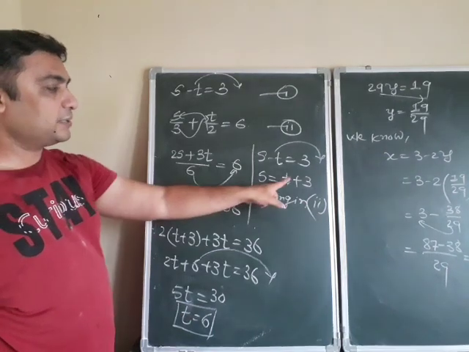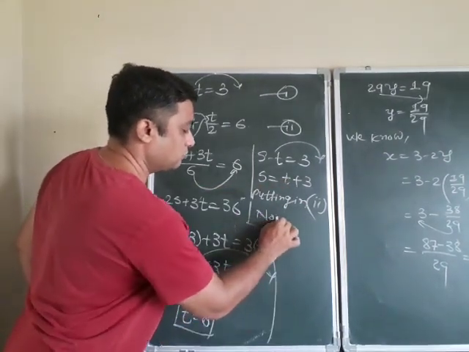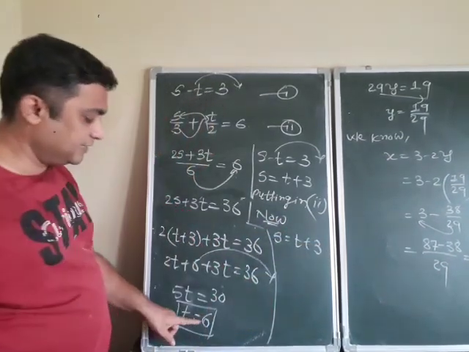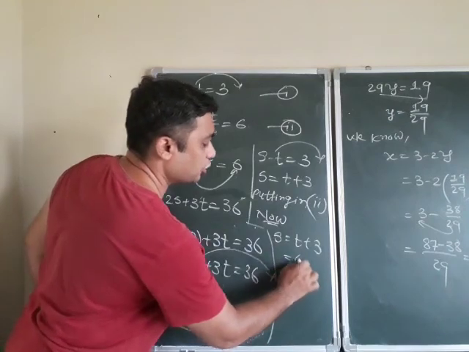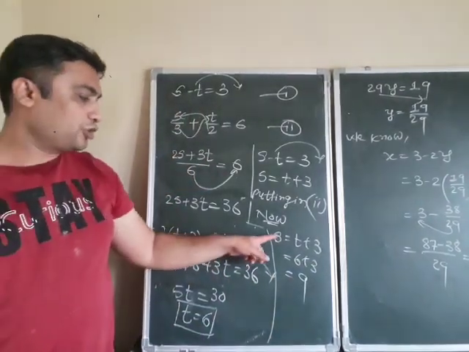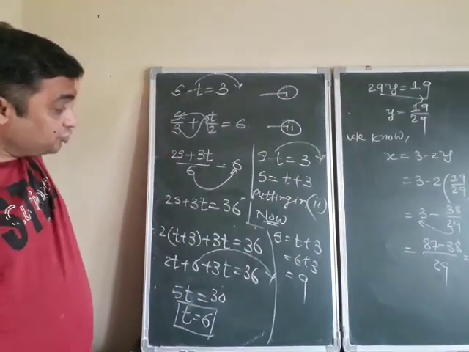Now this value I substitute here. We know s is equal to t plus 3 and t is equal to 6. So 6 you can substitute. So this is 6 plus 3 is equal to 9. So I have got the solution. s is 9 and t is equal to 6. Okay, please complete it.